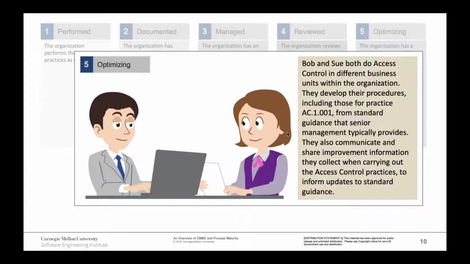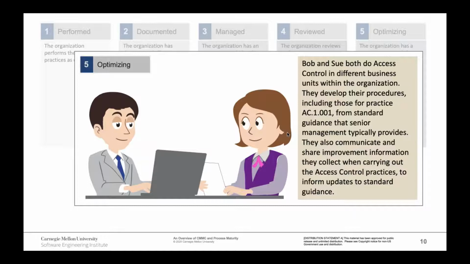Okay, thank you. So now we're on level 5. So Bob's company decides to pursue a level 5 certification. So the difference here is there's also Sue. So both Bob and Sue are responsible for access control activities within the organization, but within 2 separate business units. So at level 5, processes are optimizing. So what does this mean?